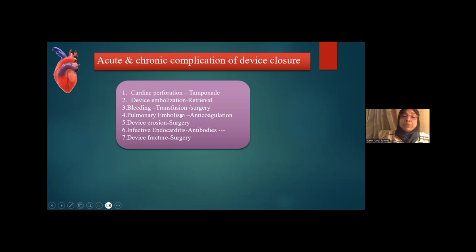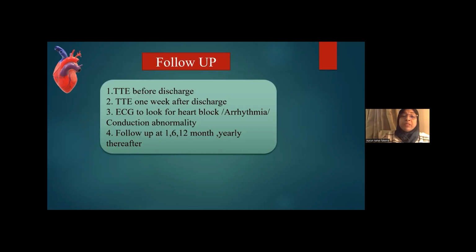Pulmonary embolism is another complication, and anticoagulation is required. Device erosion needs surgery also. If there is device erosion, erosion happens at the aortic root and surgery is required in those cases. Infective endocarditis is another complication, and device fracture. Sometimes there is device fracture, and in those cases there should be removal of the device and surgery. We can do the follow-up of these cases with transthoracic echocardiography, transesophageal echocardiography, and we should do the ECG to look for heart block, arrhythmia, and conduction abnormality. We should do the follow-up at 1, 6, and 12 monthly intervals and thereafter.